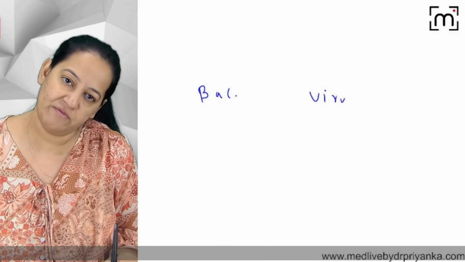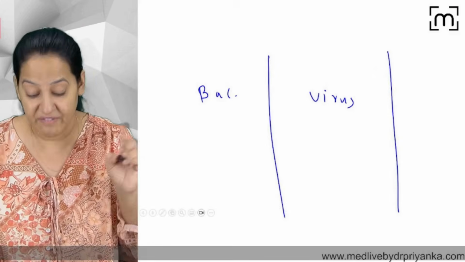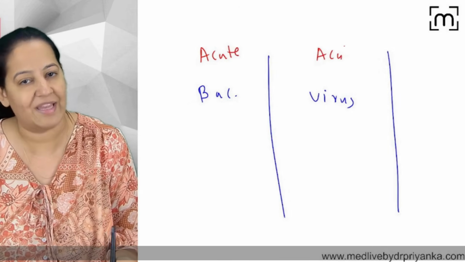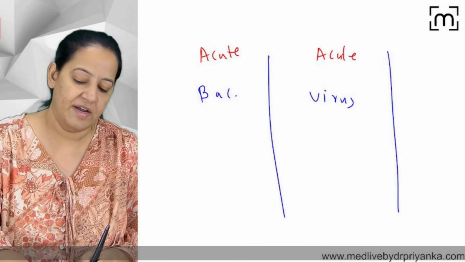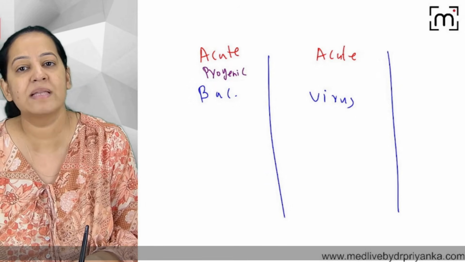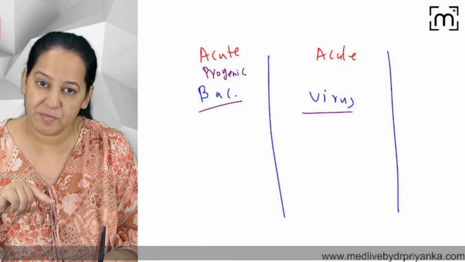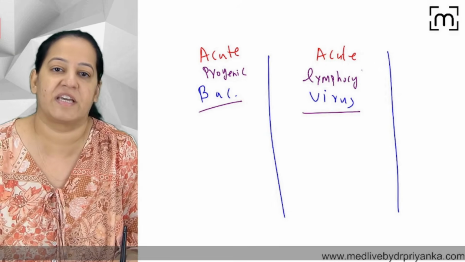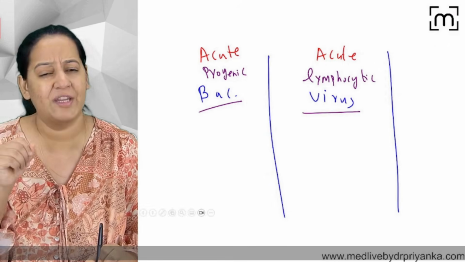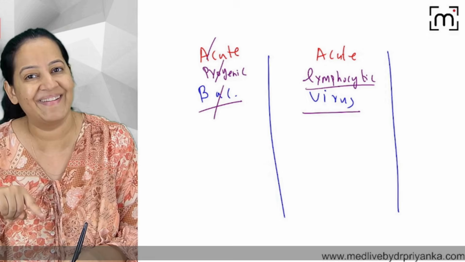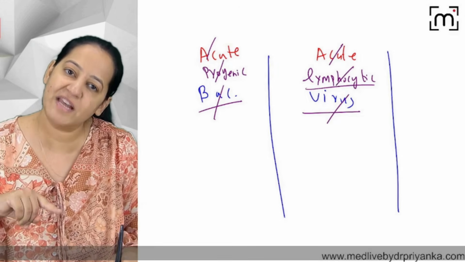What are the three types of meningitis? The one which is caused by bacteria, the one which is caused by virus. Third I will tell you. The one which is caused by bacteria is always acute. The one which is caused by virus is also acute. The one caused by bacteria is known as acute pyogenic meningitis or bacterial meningitis, because bacteria form pus. The one caused by virus is also acute, but it is known as acute lymphocytic meningitis, because here lymphocytes are raised. So learn, this one is acute pyogenic bacterial. This one is acute lymphocytic viral.